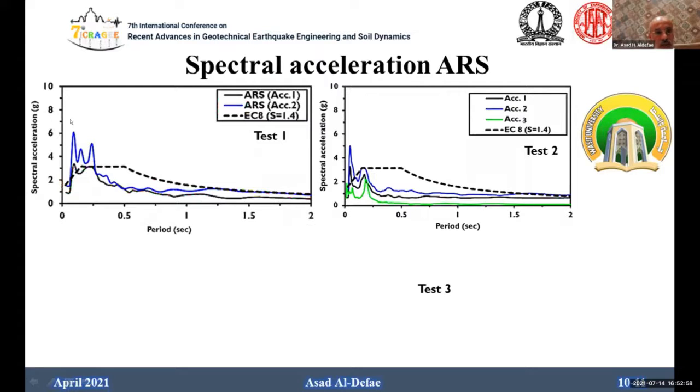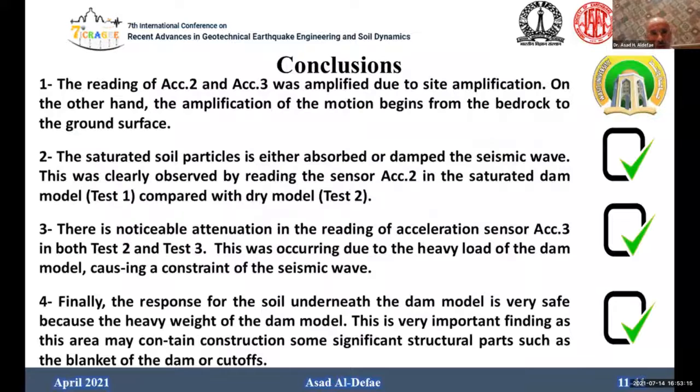As we have seen in the short period, we have an excited motion in terms of the MBT case, and it was much better compared with the fold with water case. And as we have seen, the conclusion is that the recorded accelerations 2 and 3 were amplified due to the site amplification. On the other hand, amplification of the motion begins from the bedrock to the ground surface.